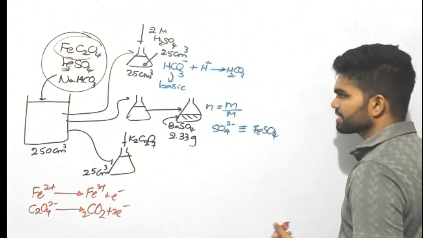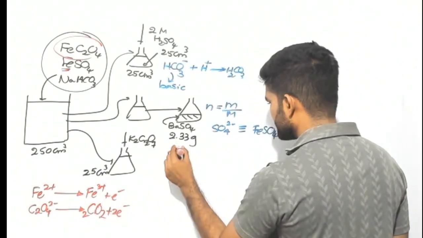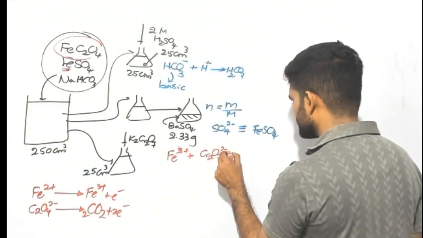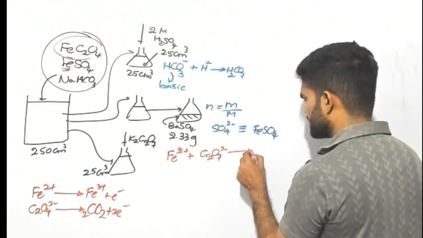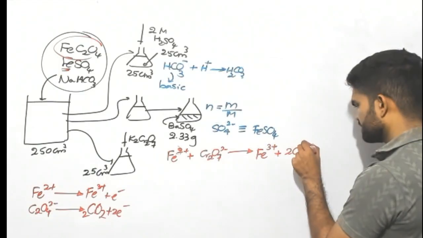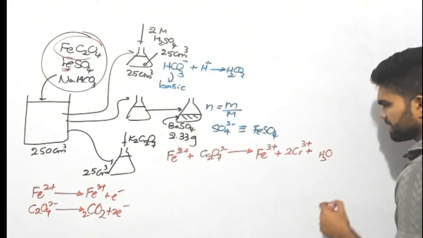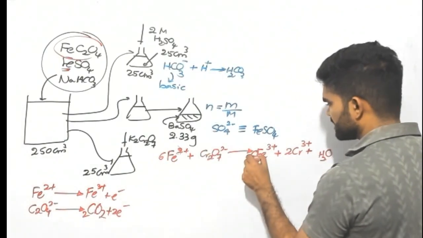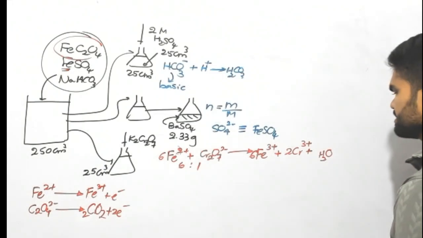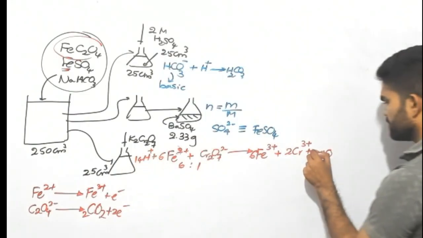So what you need to do is write two reactions and balance them. First of all, Fe2+ and dichromate. Make a balance. It will give you Fe3+ and 2Cr3+ and water. Here a 6:1 ratio will be there. Look at how to balance the charges. We need to add 14H+ and 7 water.